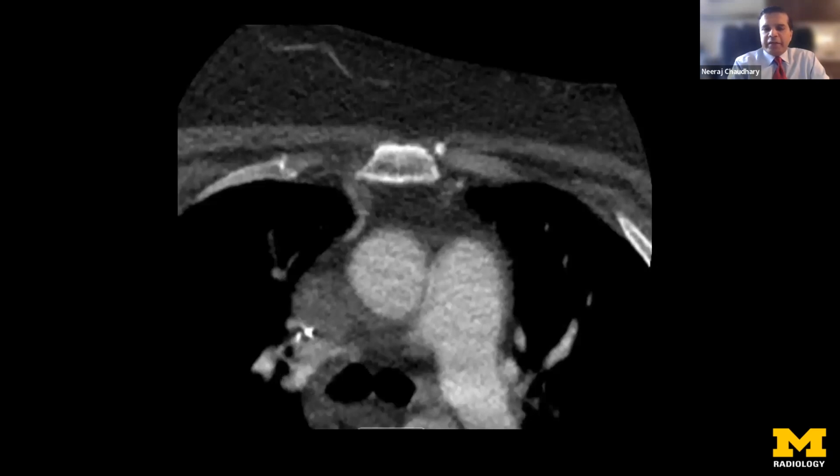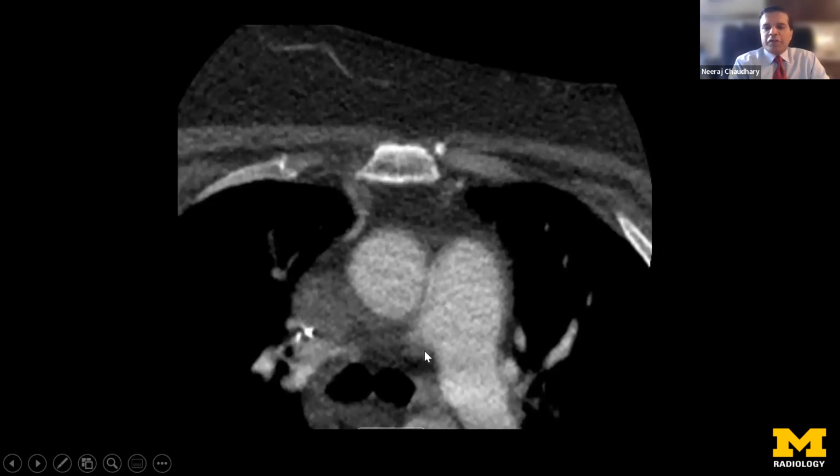Just a caveat here before we end the talk. CT angiograms are done, yes, with bolus chase, but it is of arterial contrast, but it is very important to know the background cardiac status of the patient.